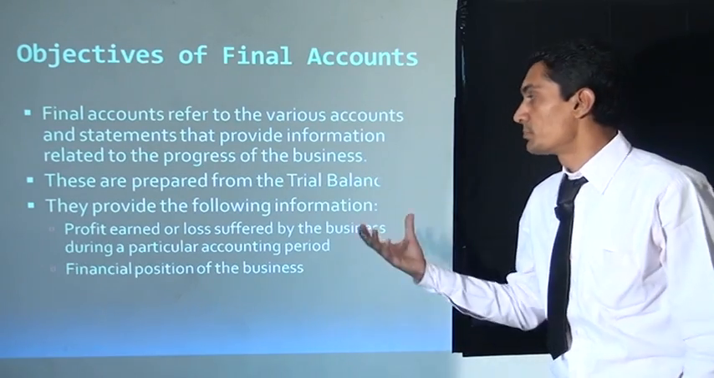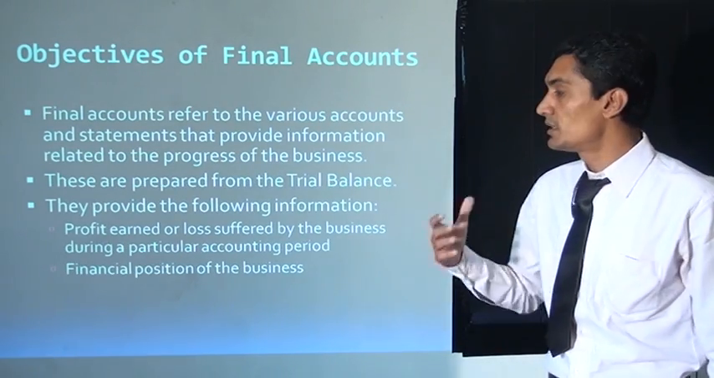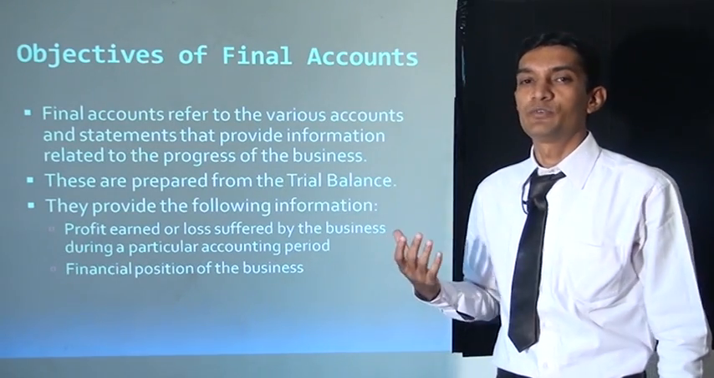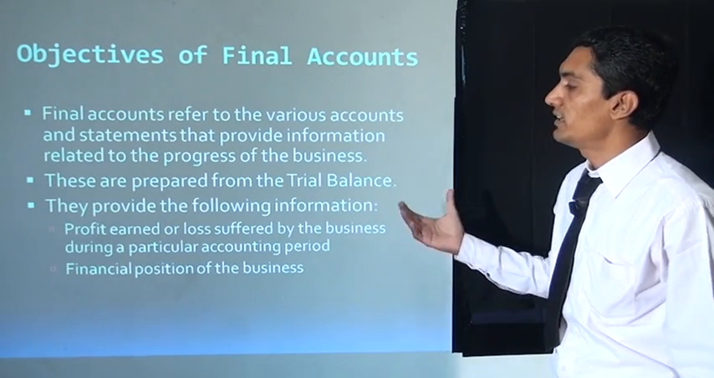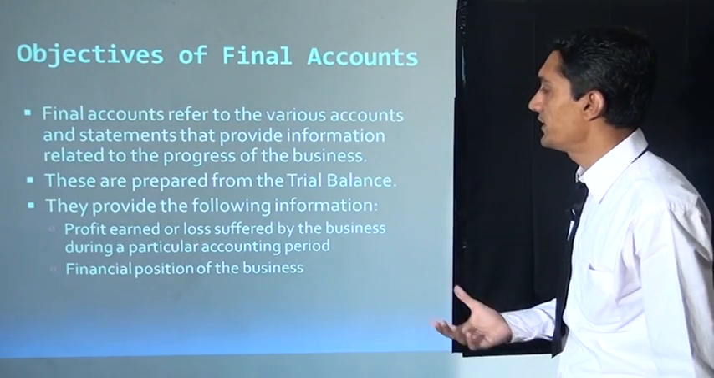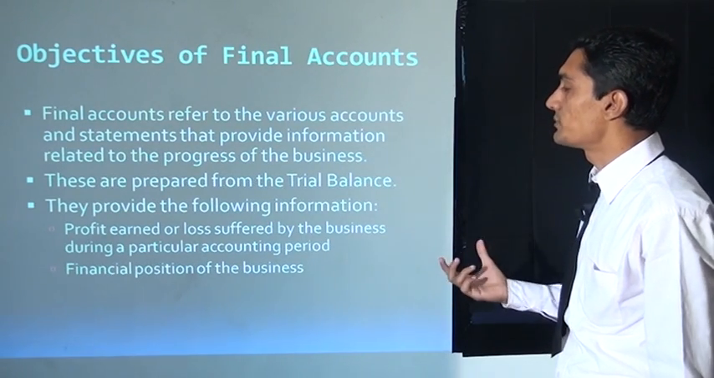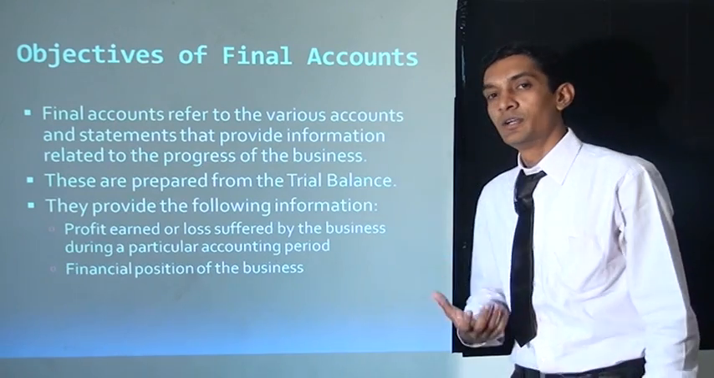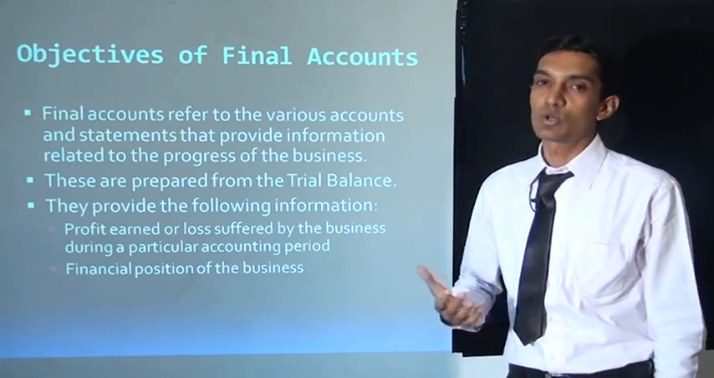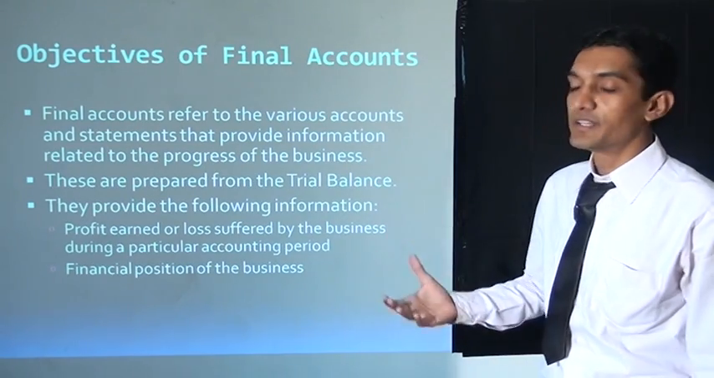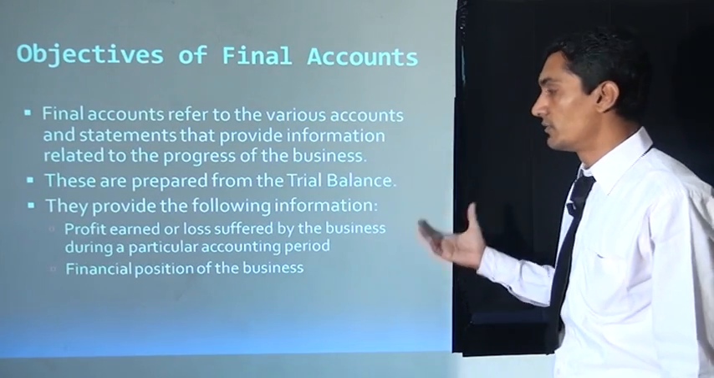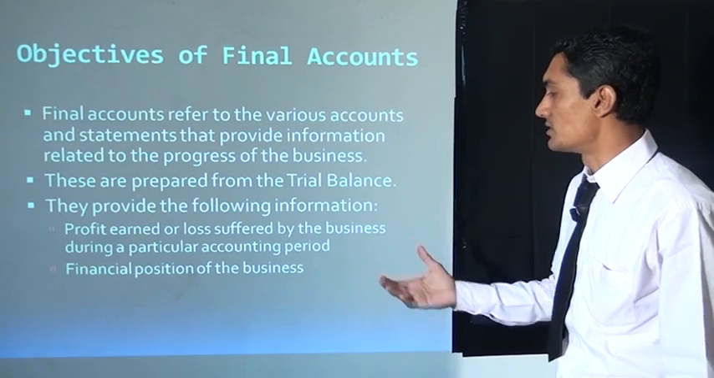Financial accounts are prepared from the trial balance. After the trial balance, we put the entries into the final accounts. They provide the following information. Which types of information do they provide? Profit earned or loss suffered by the businessman during a particular accounting period. I already discussed that whether they are in a profit situation or a loss situation, the final account shows it.